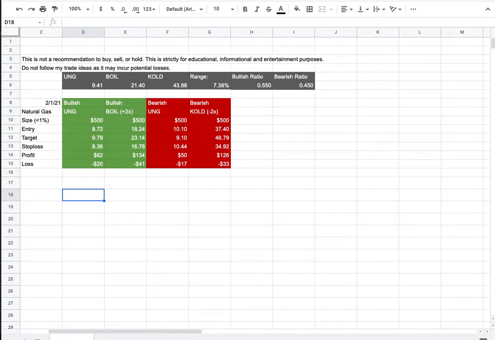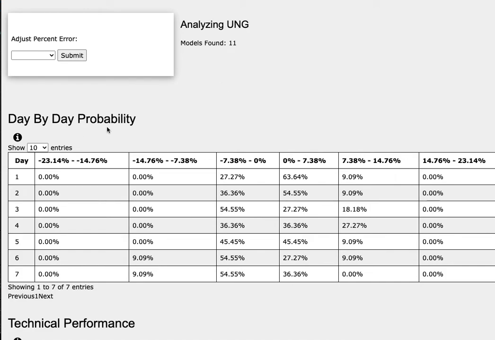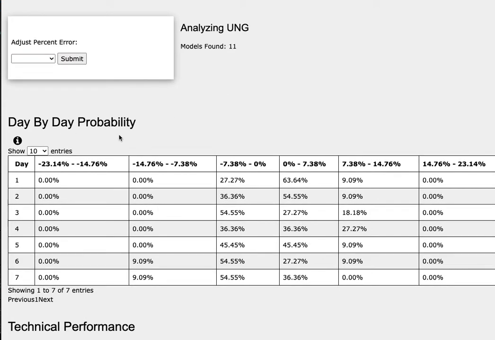So how did I develop these trade ideas? It all comes from the day-by-day probability model, which is available in the link below, so do check it out. As we progress to the 5th day or week of trading, we have a 45% chance for natural gas to climb between 0 to 7.4%, a 9% chance to climb between 7.4 to 15%, and to the downside, a 45% chance to fall between 0 to negative 7.4%.